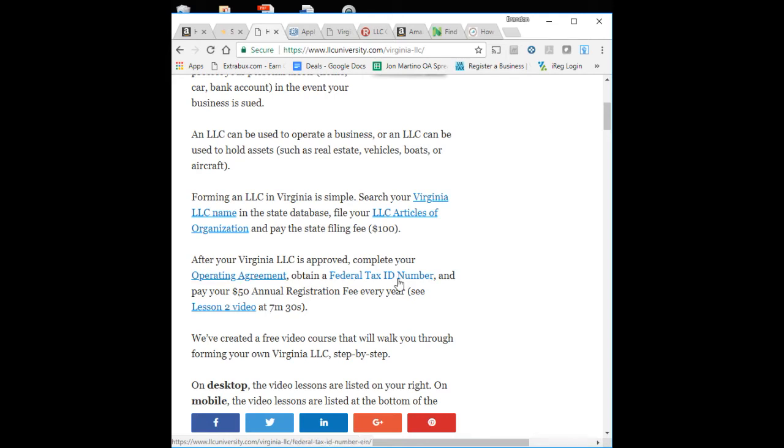Next, obtain your federal tax ID number. That's very important because once you're filing your business taxes, you'll need that. It's called your EIN number.